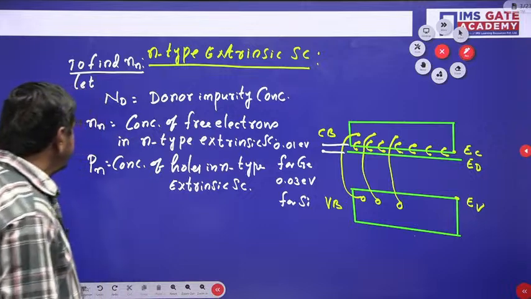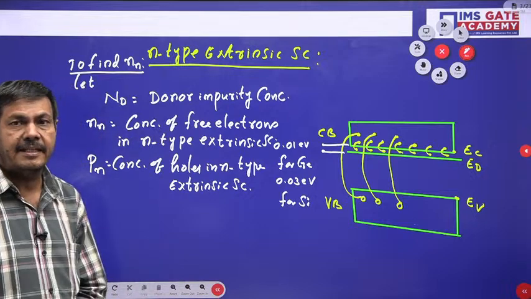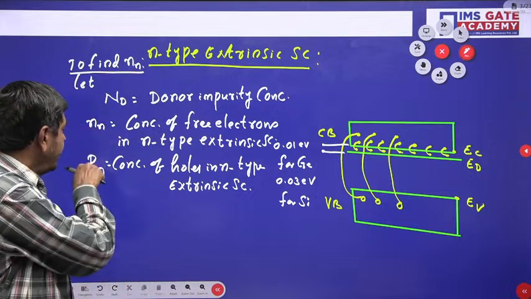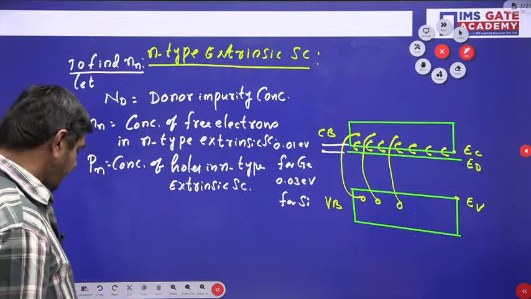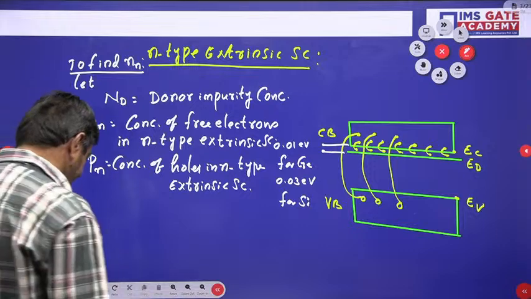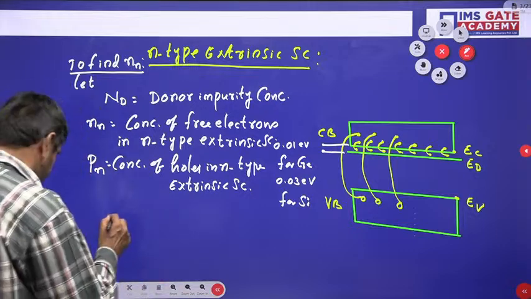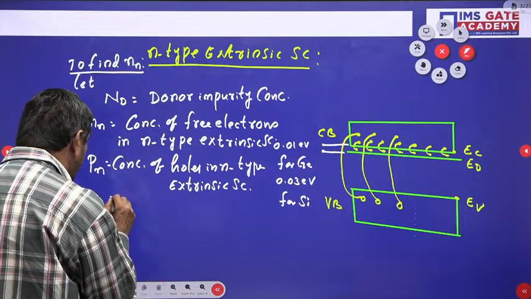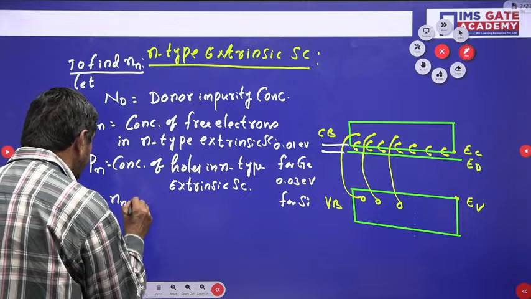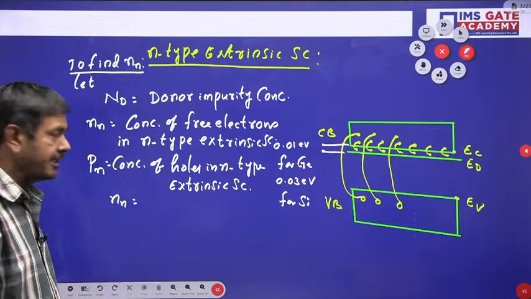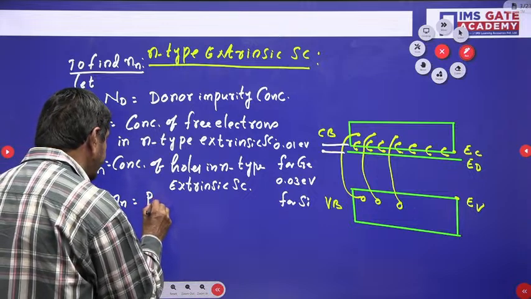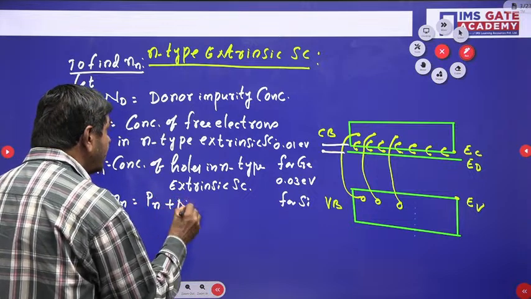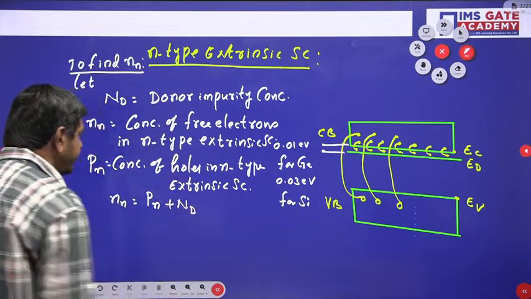In an extrinsic semiconductor, Pn is nothing but a constant. That means Nn is the majority carriers, and Pn is the minority carriers. Now, using the electrical neutrality principle, I can write that the concentration of electrons in the n-type material is nothing but the holes, Pn, plus the donor impurity concentration.